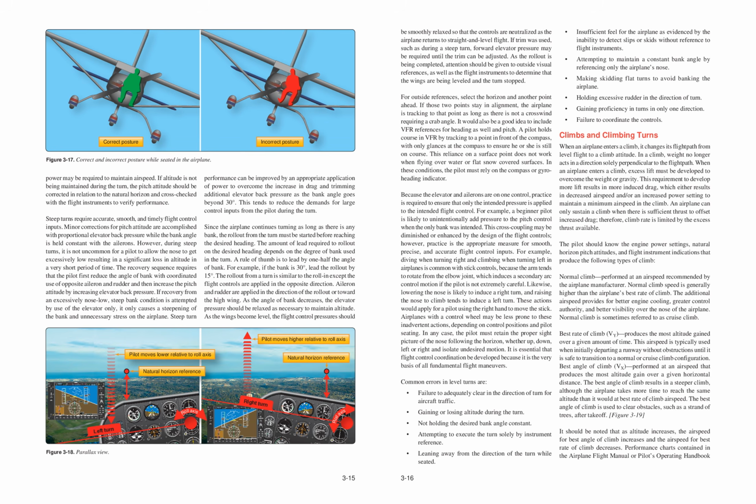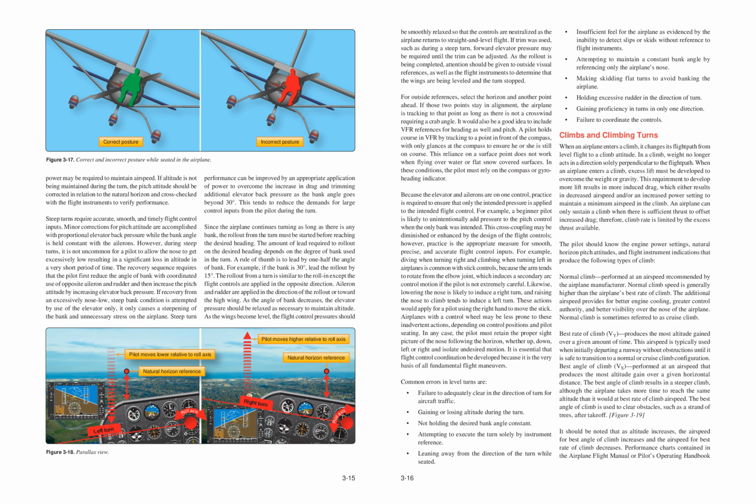Relax smoothly so that the controls are neutralized as the airplane returns to straight and level flight. If trim was used, such as during a steep turn, forward elevator pressure may be required until the trim can be adjusted. As the rollout is being completed, attention should be given to outside visual references, as well as the flight instruments, to determine that the wings are being leveled and the turn stopped.